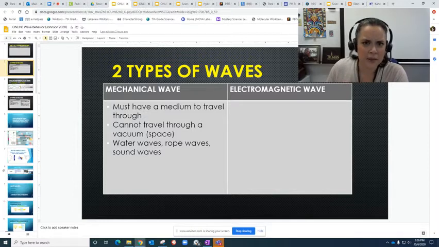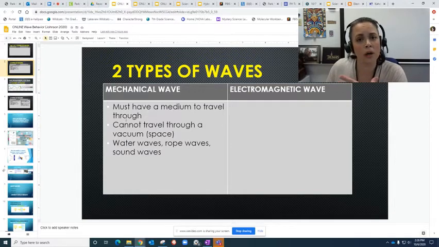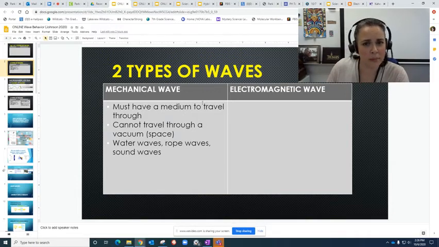And all of these types of waves have to have a medium to travel through, and they cannot travel through a vacuum, or they cannot travel through space. Now, we're going to start looking at electromagnetic waves this week, and this is a little bit of a different type of wave.